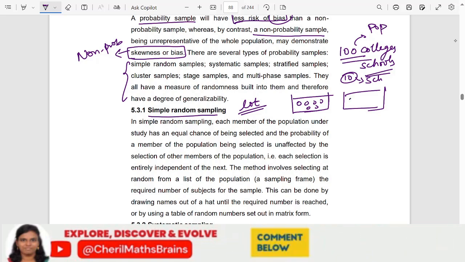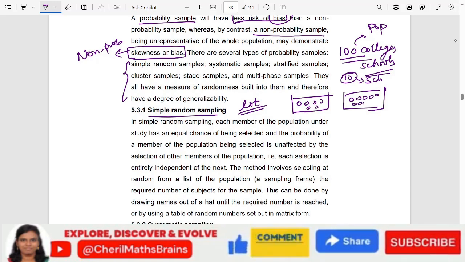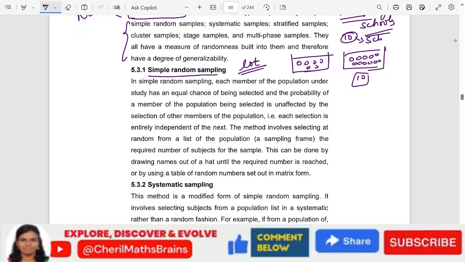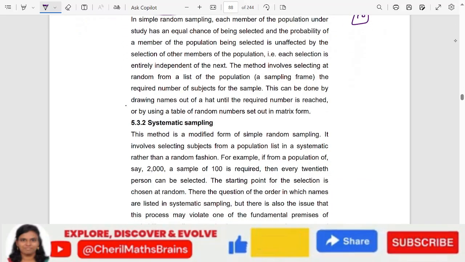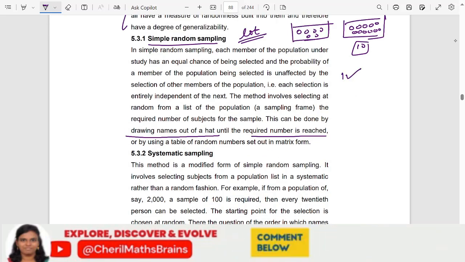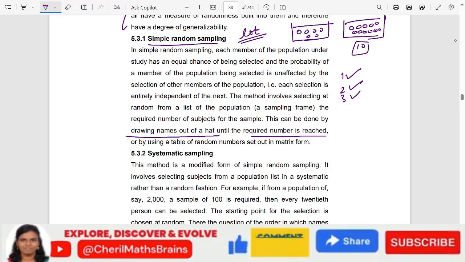Okay. So in that case, you have all the 100 here and then you randomly select 10 without even thinking if the 10 will be from the same district, or from the same type of colleges or schools or whatever may be. You just take 10 randomly, then that is called simple random sampling. So just drawing names out of a hat until the required number is reached. So you take 1, okay, 2, okay, 3, okay, like that you keep on taking out until you get 10. In that case, you call it simple random sampling.